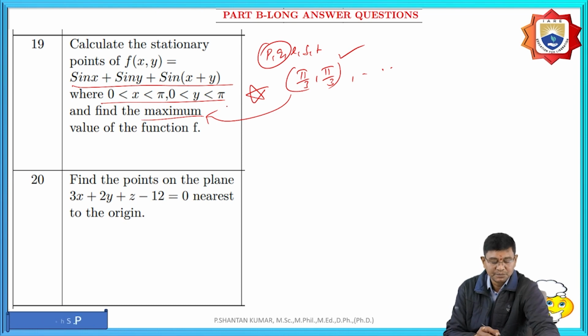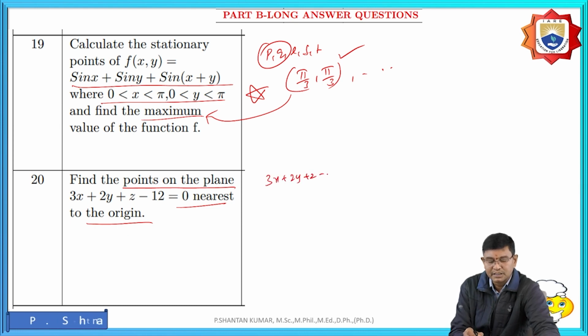We get the solutions. And find the point in the plane that is nearest to the origin. Here it is given that 3x plus 2y plus z minus 12 is equal to 0. The nearest point to the origin is x comma y comma z.